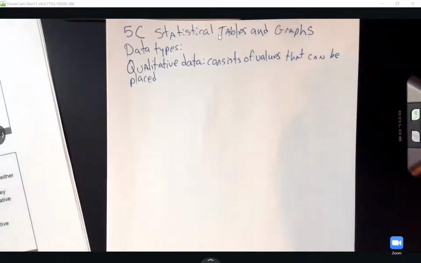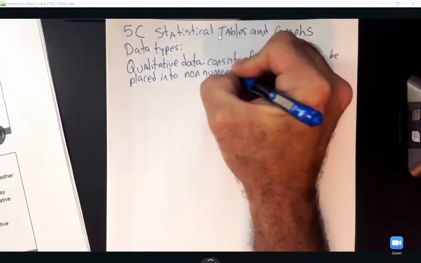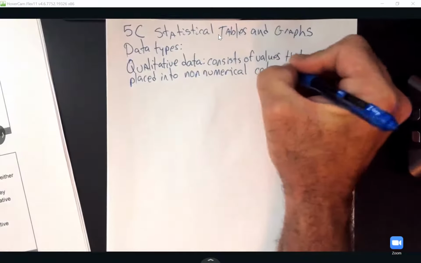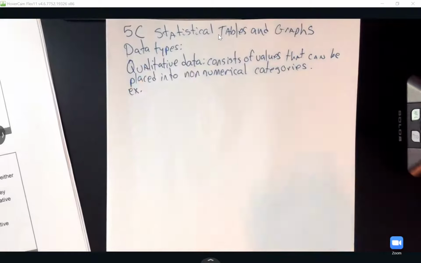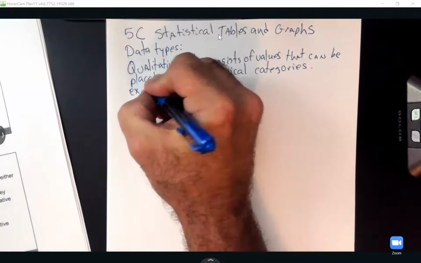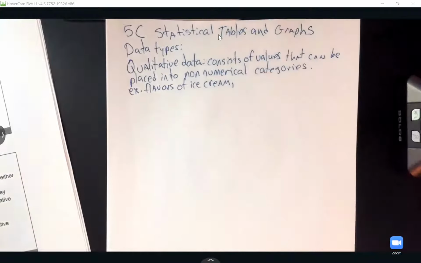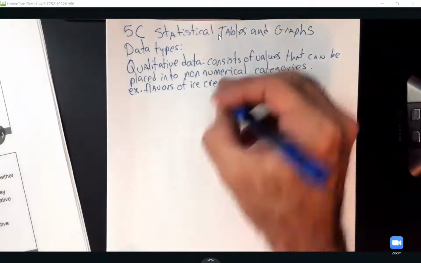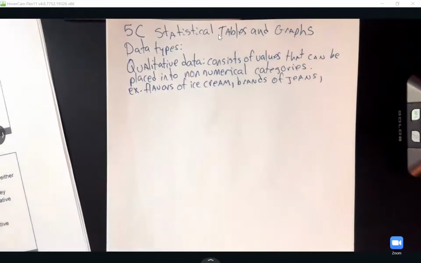That can be placed into non-numerical categories. So things we mean on that, some examples of non-numerical categories would be flavors of ice cream, brands of jeans, okay, so things that you cannot measure, these are just labels, colors, and things like that, okay?